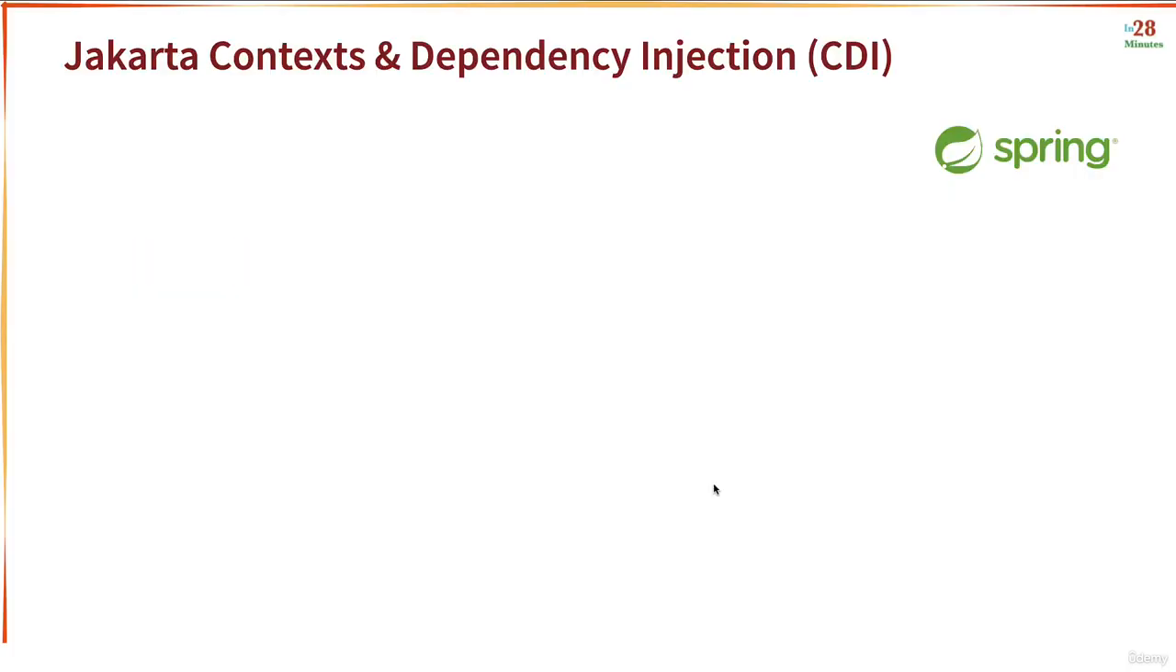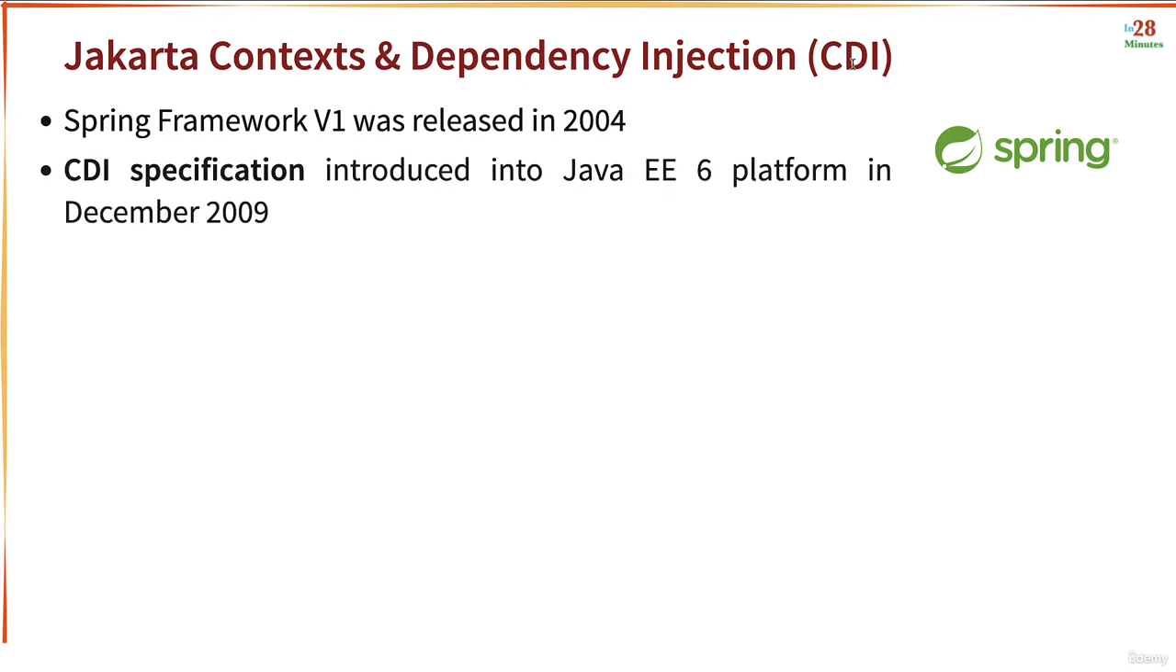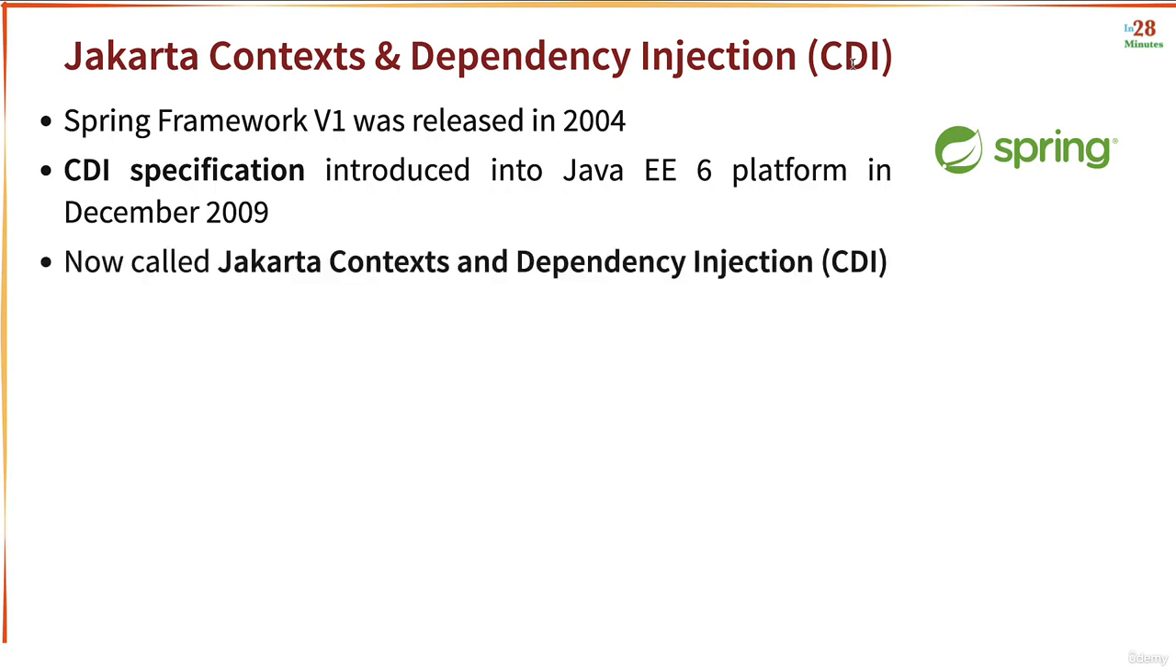In this step, let's look at Jakarta context and dependency injection. This is also called CDI. This is a specification which is part of Jakarta EE, and Spring Framework supports this. Spring Framework V1 was released in 2004. CDI specification was introduced into Java EE 6 platform in December 2009. This is now called Jakarta context and dependency injection.